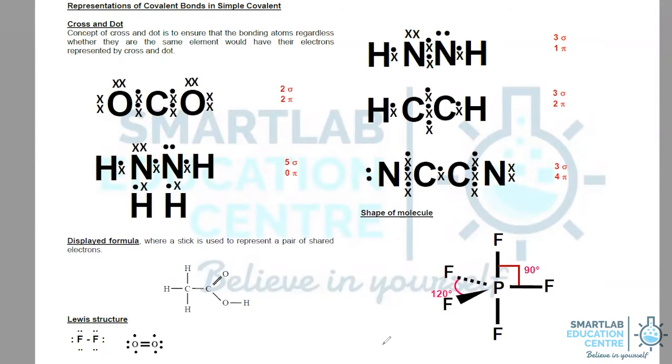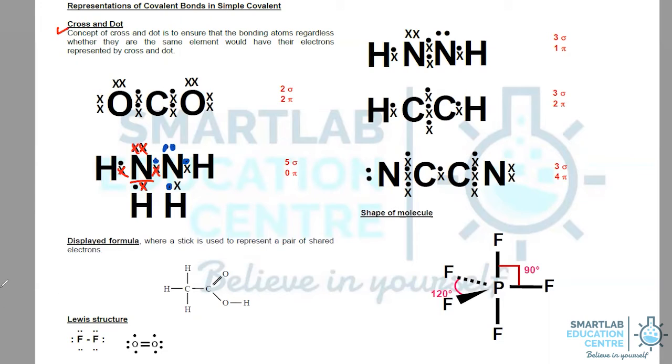Let's take a look at the various ways that covalent bonds could be represented. The first is cross and dot. At the A level for cross and dot, the two bonding atoms, regardless whether they are the same element, would be represented by cross and dot. So in this case, one nitrogen could have its electrons represented in crosses. There are 5 valence electrons in this nitrogen, while in the other nitrogen, the valence electrons are represented by dots.